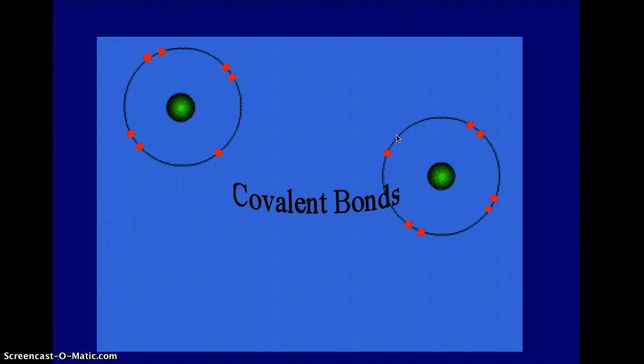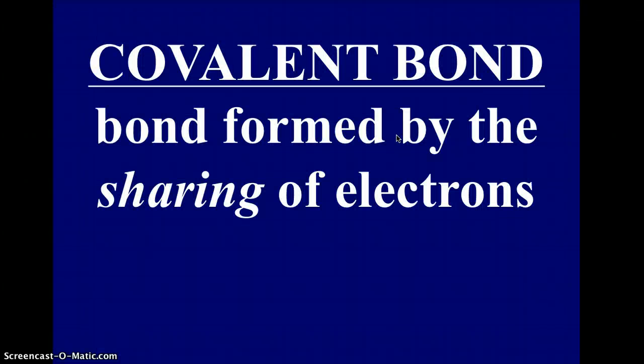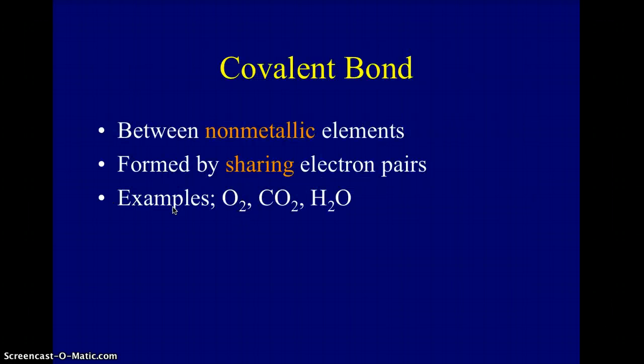Okay, moving on to covalent bonds. So we've already talked about ionic, where 1 gives an electron and 1 takes an electron. In covalent bonds, the bond is formed by sharing electrons. Okay, so it's not giving, it's not taking, they're sharing pretty equally. Usually these occur between non-metallic elements, so anything that's a nonmetal with a nonmetal. And again, formed by sharing electrons. Some examples, oxygen, carbon dioxide, and water.